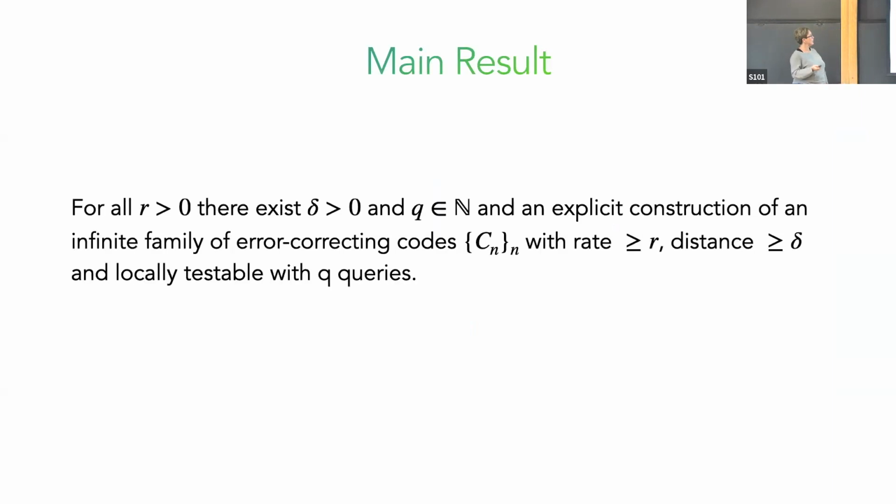And so the main result I'm talking about today is that for any rate R less than 1, there exists some delta and q and an explicit construction of a family of locally testable codes with these parameters. And I haven't checked all the details, but I think it's also true that from previous works of Gopi et al., once you have that, there's a transformation that allows R and delta to be as close as you want to the Gilbert-Varshamov bound, which means these are codes that are close to the best codes we know.